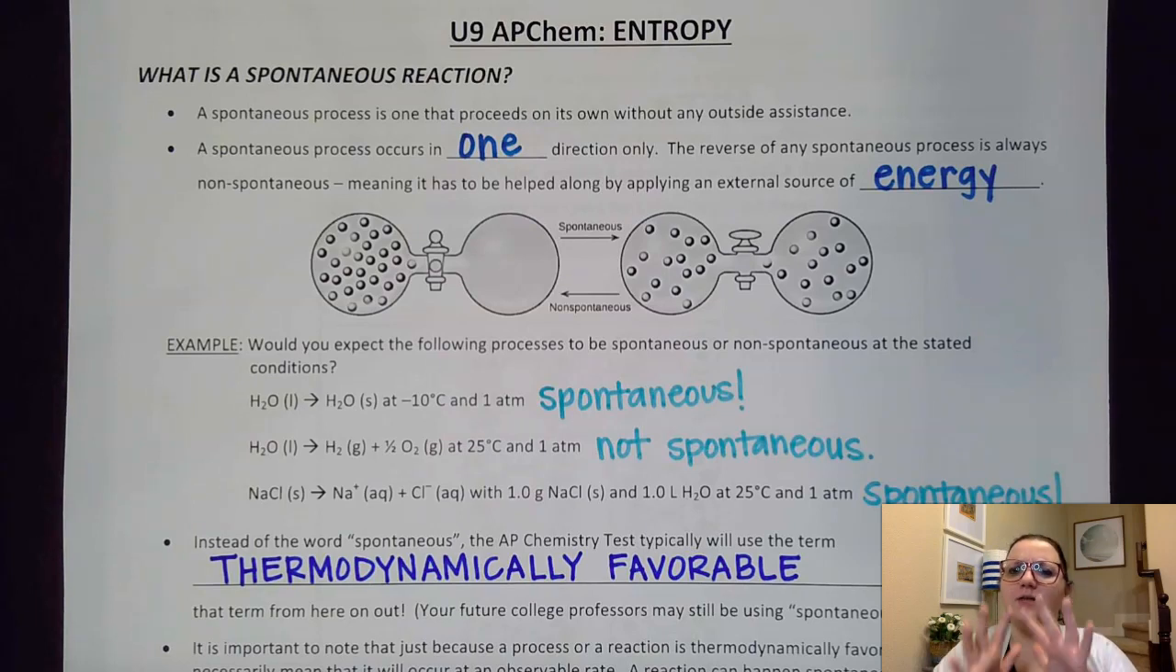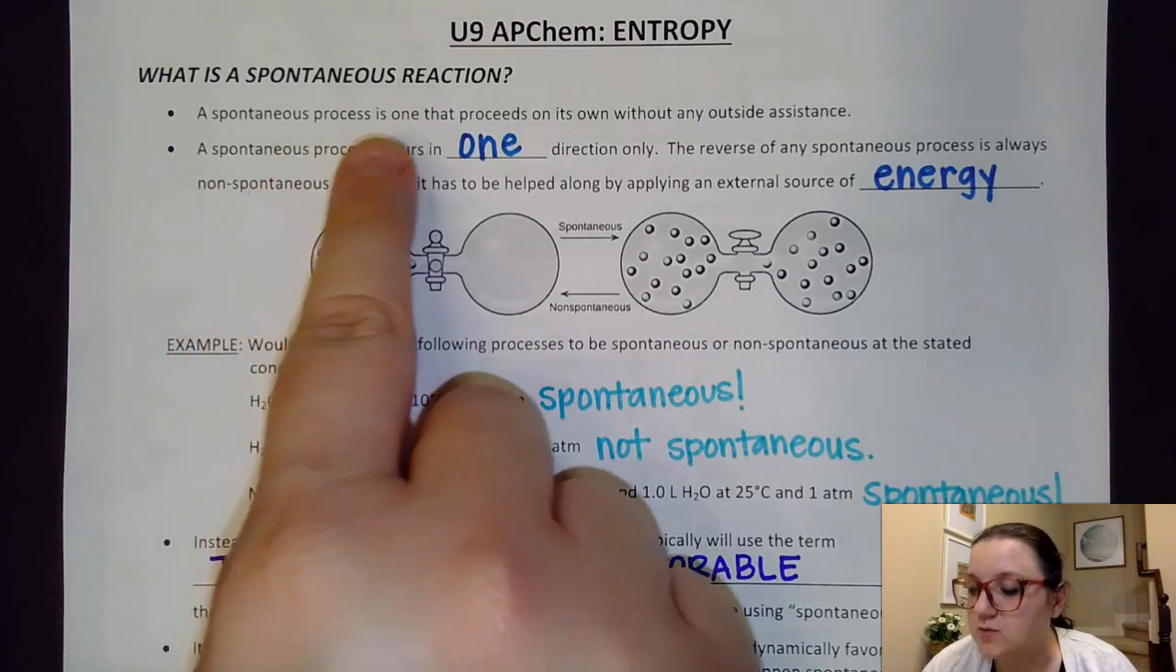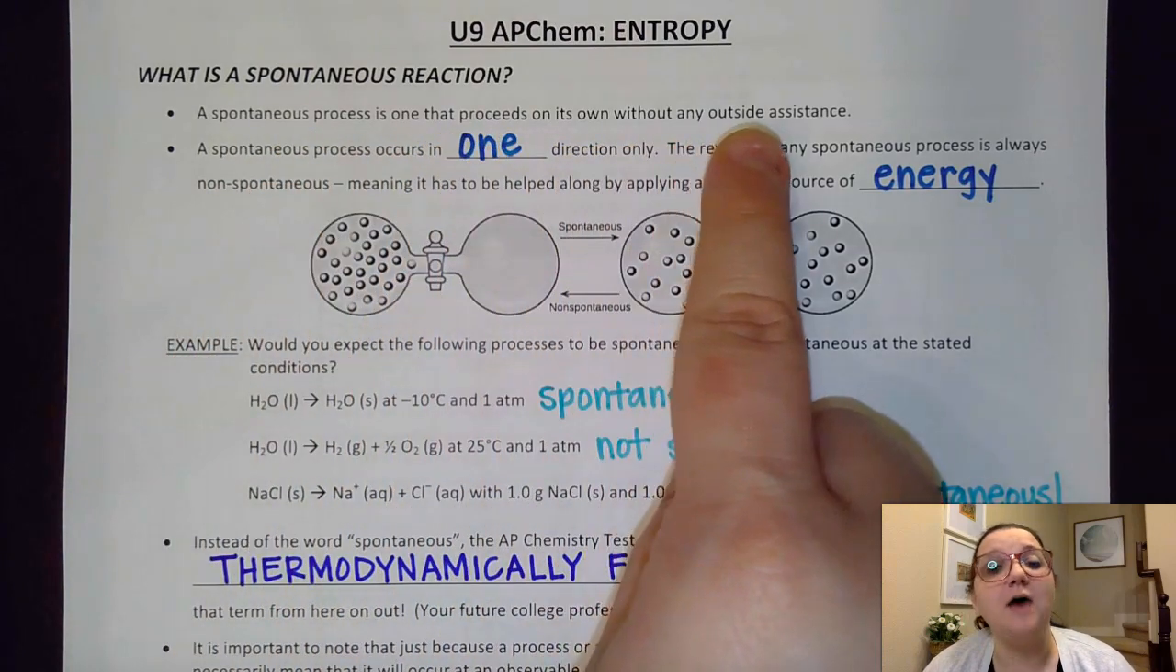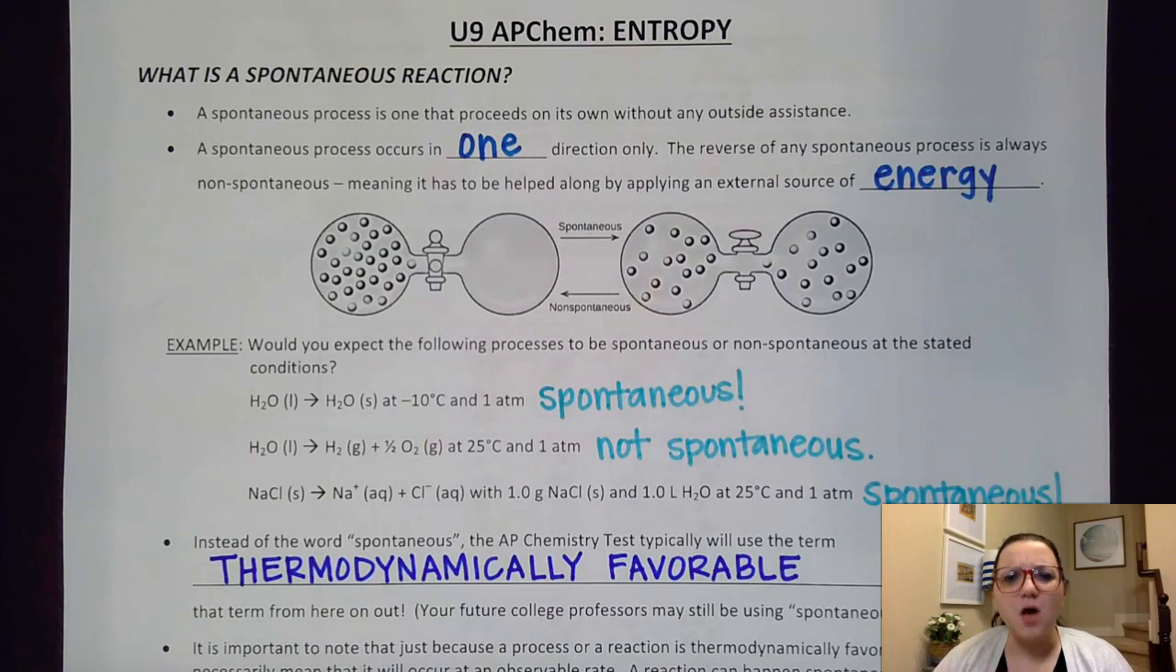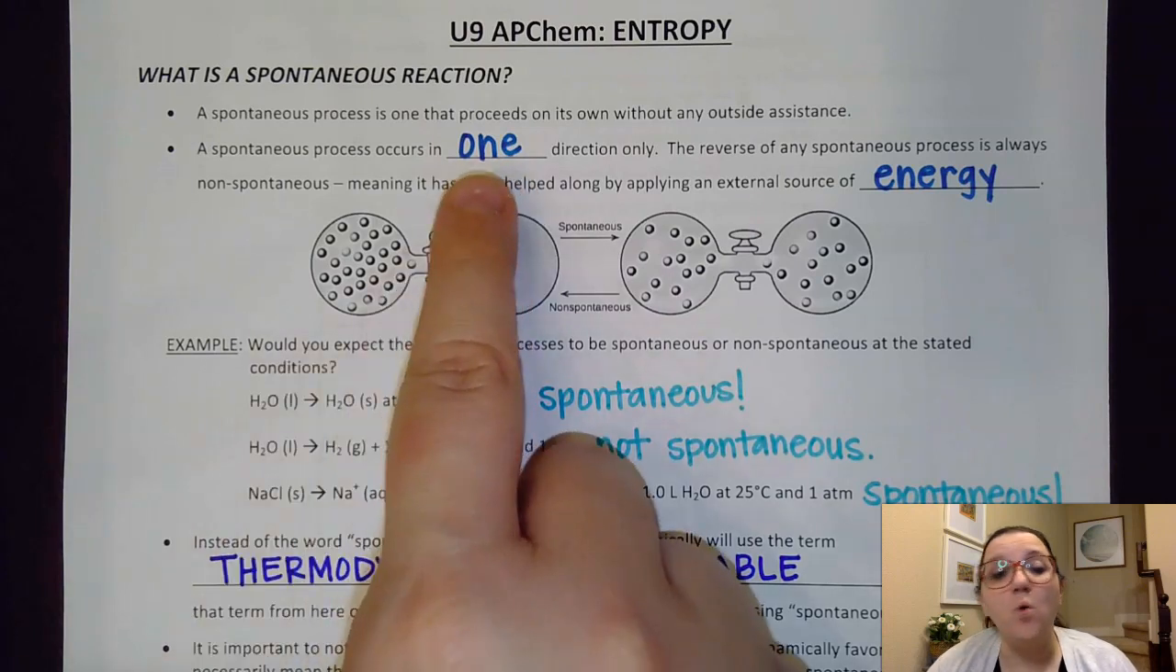Now, one of the big concepts of Unit 9 are calculations to determine whether or not a reaction is spontaneous or non-spontaneous at a given set of conditions. And so what I wanted to take a moment and do first is to define what it means to be a spontaneous reaction. It says here that a spontaneous process is one that proceeds on its own without any outside assistance, which means it's a process that naturally occurs on its own at whatever conditions were stated without any kind of significant help. Now, most processes are spontaneous only in one direction.